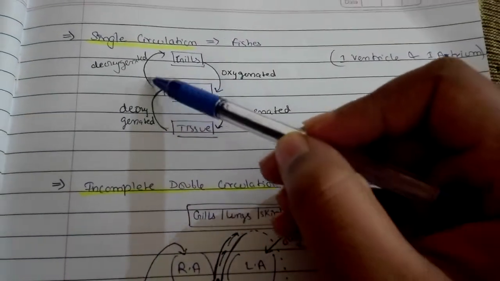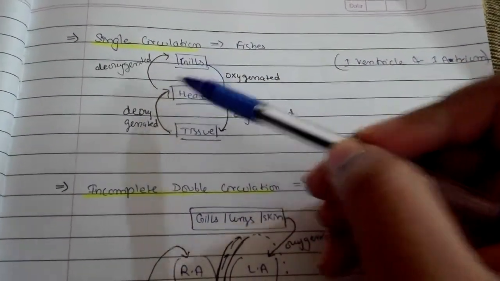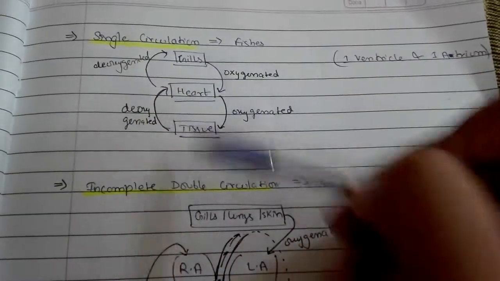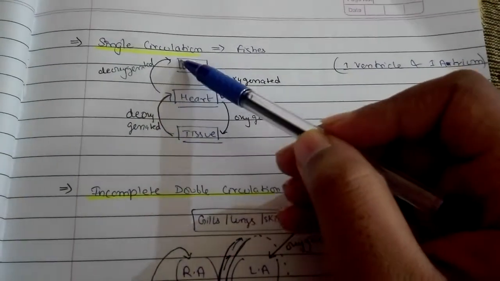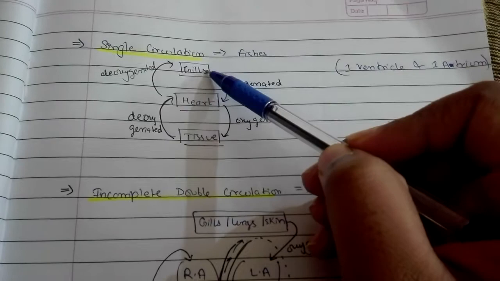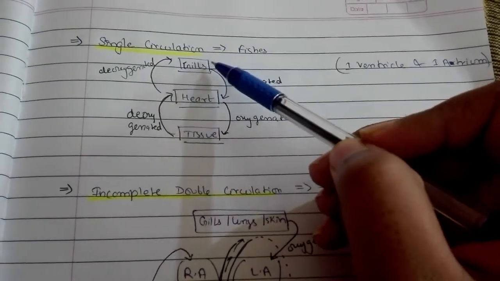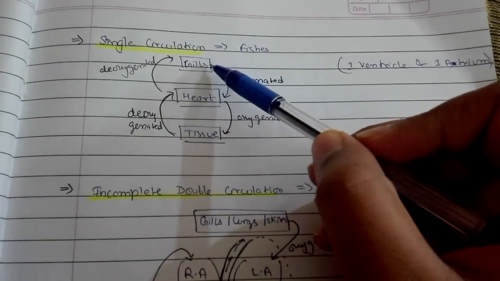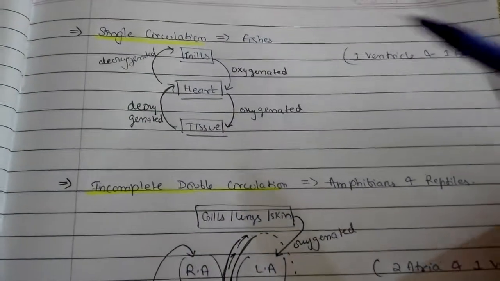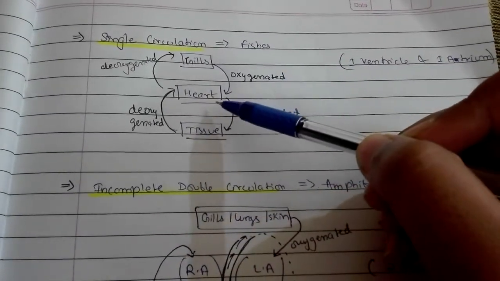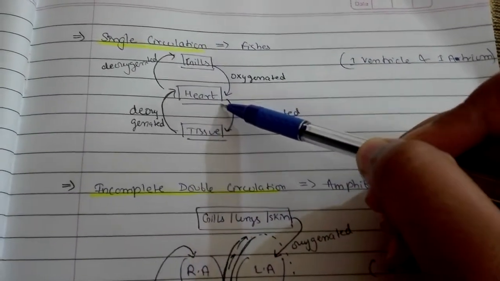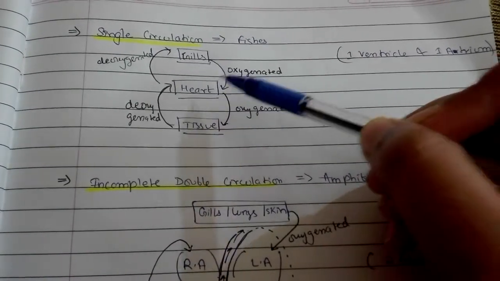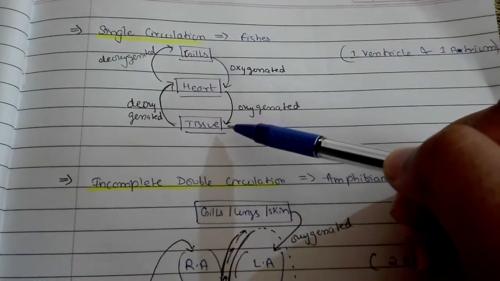Here the heart gives you the deoxygenated blood. We'll see how the cycle is completed. The heart gives deoxygenated blood which goes on to the gills. What do gills do? The gills have the same function as the lungs in humans, so the gills will give the oxygenated blood to the heart. As the heart is the pumping organ, it gives the same oxygenated blood to the tissue.